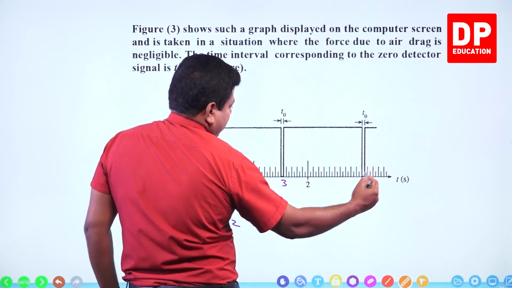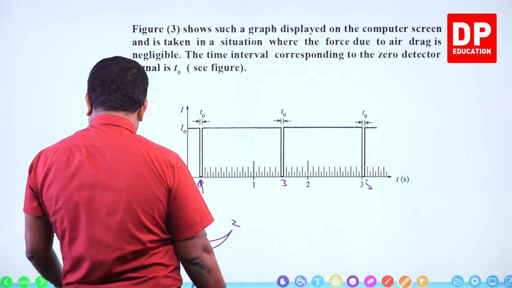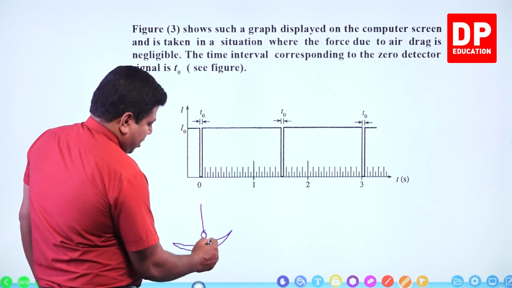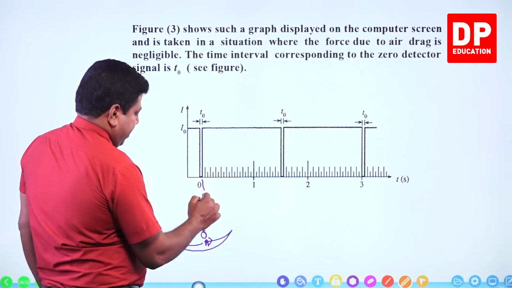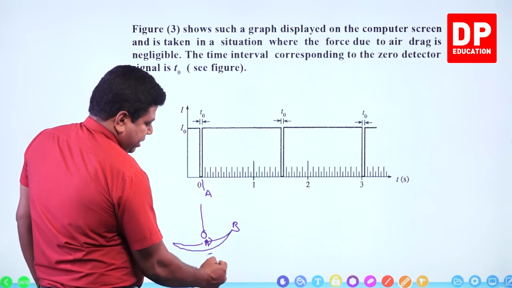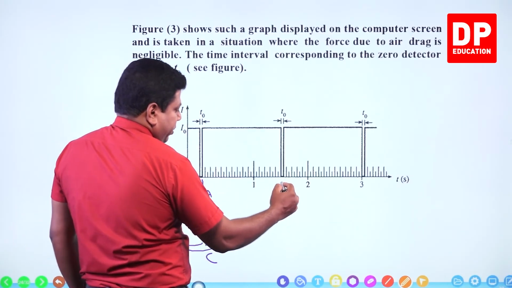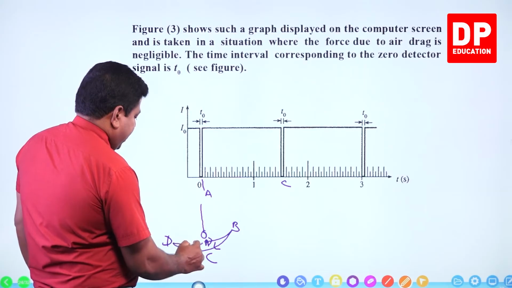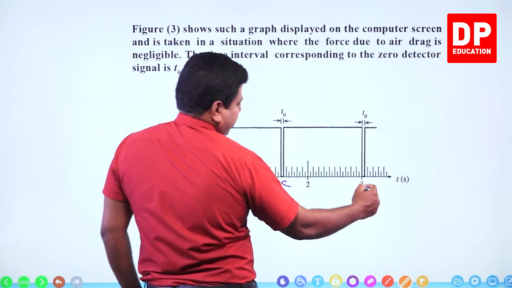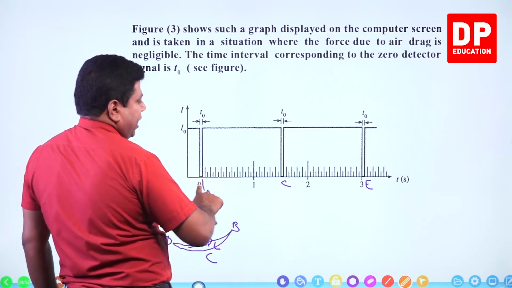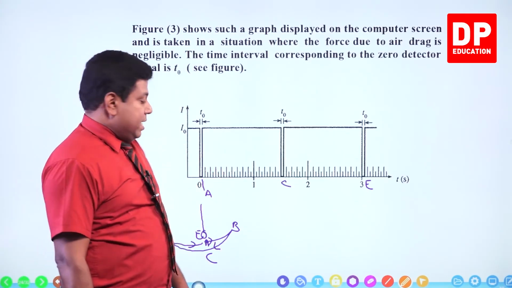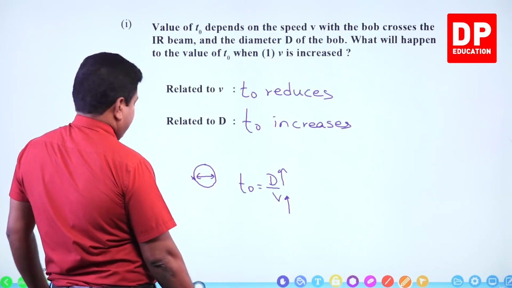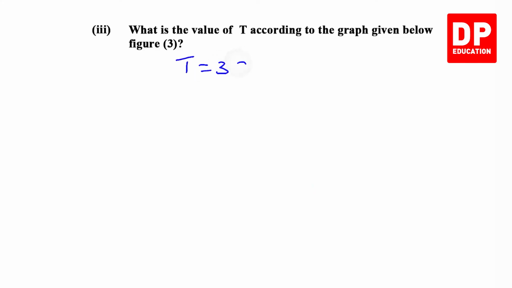5 will be at this point. Or if I name it as A, B, C, D, E, look at this again. Numbers can be sometimes confusing. Let us say when it starts, this point is A, here A, B, C. When it returns, this point is C, because when it returns also it crosses the IR beam. D, and again it returns to the initial position E. One full oscillation means from A to E. It takes 3 seconds. Can you see? 3 seconds from 0 to 3 seconds. So, T is 3 seconds.